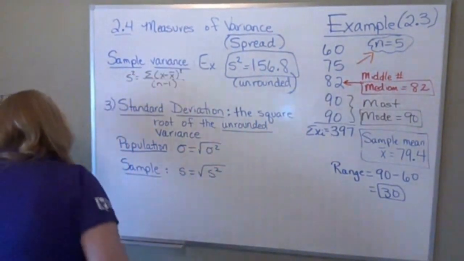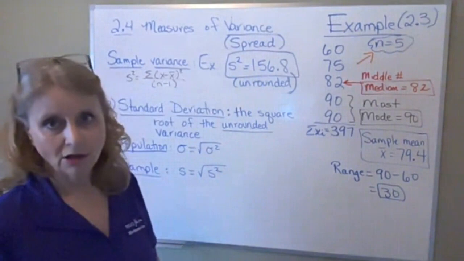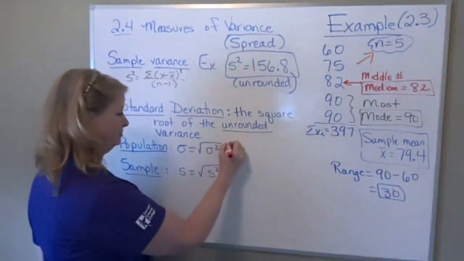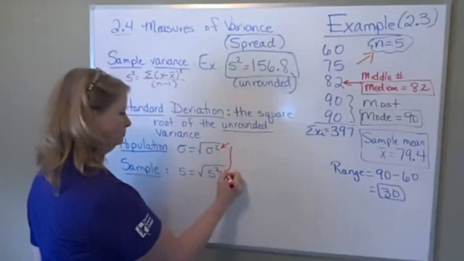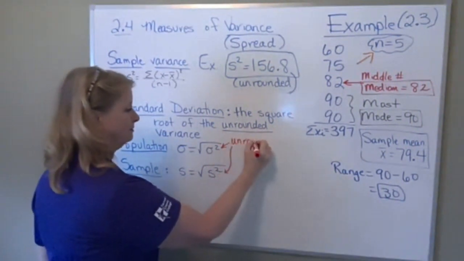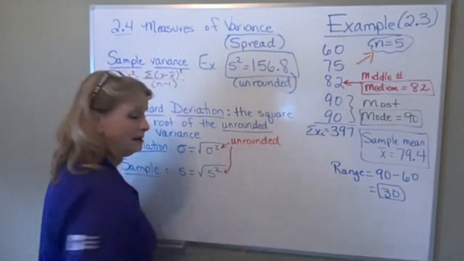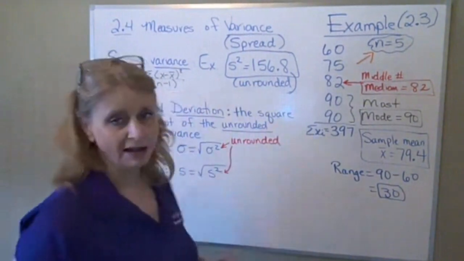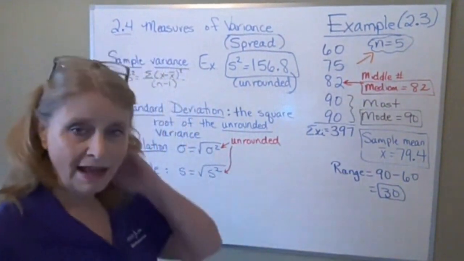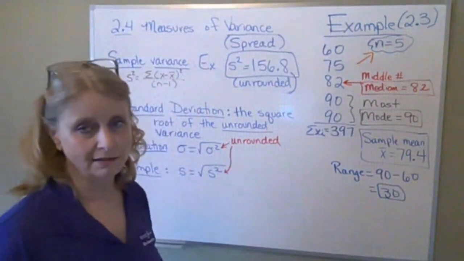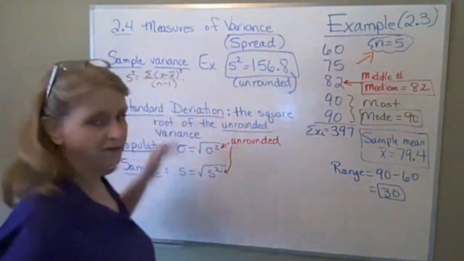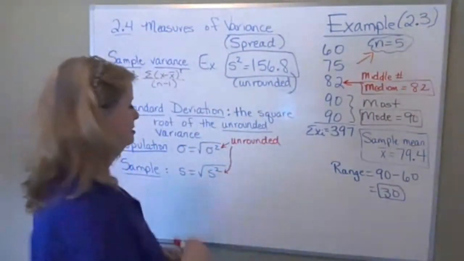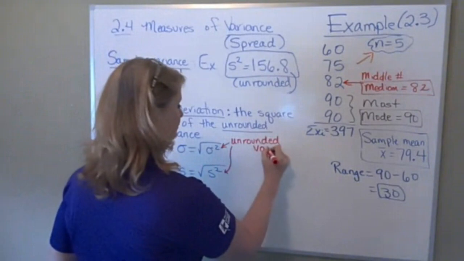In both cases, we want to make sure that the number that we're taking the square root of is not rounded. We may round it when I ask you for variance on a test, or if it's in a homework assignment, they may tell you to round that variance. But when you find the standard deviation, you should not use the rounded answer. You should use the unrounded variance.